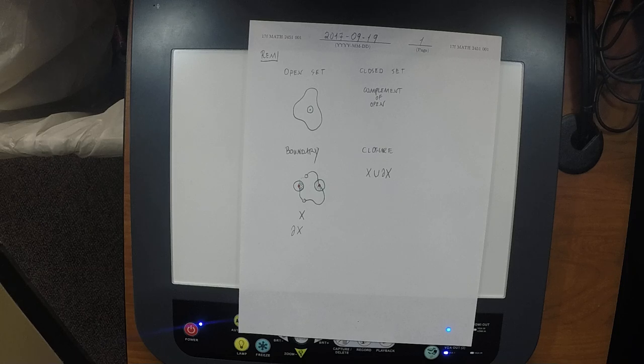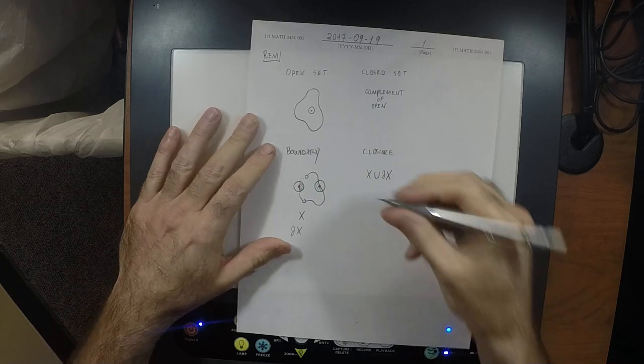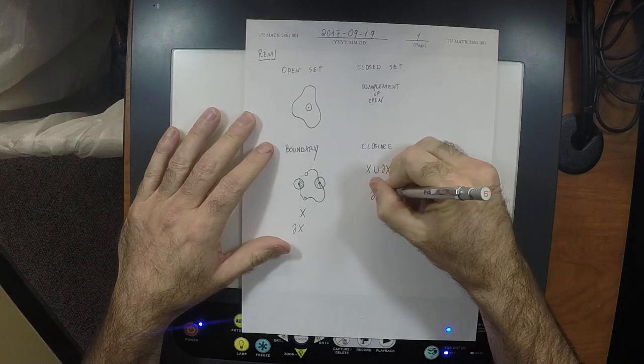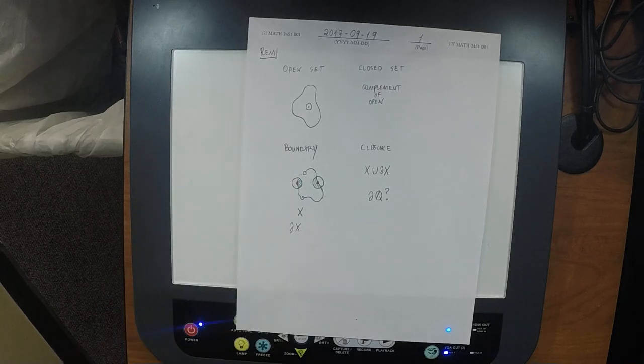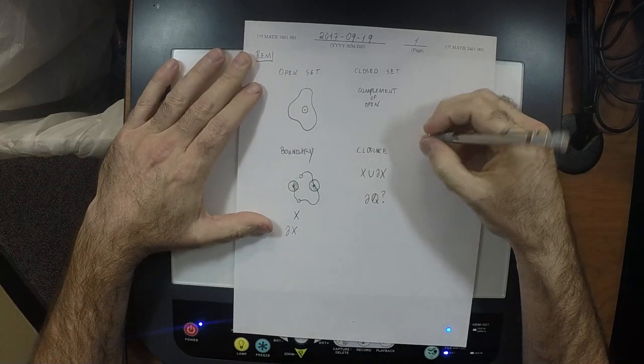So what is the boundary of the rationals? I'll just throw that out there. So what's the boundary of the rationals? Something to think about. What might that be? Okay, what is the interior?